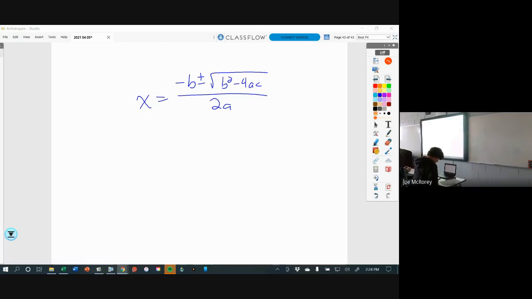The formula's on the board. I don't know what the problem is. Plug stuff into the formula. There's only one number. If it's just a letter and it doesn't have a number next to it, that means it's the equivalent of one.